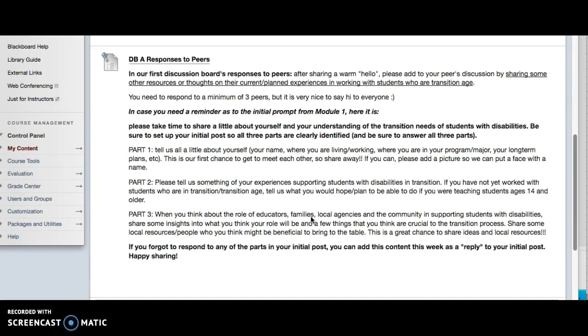In your discussion board this week, we're responding to peers from our prompt from last week, where you're sharing not only and learning about each other and where you're working, what schools you are currently with or you plan to be with if you are still an undergraduate at EKU. If you are currently working with students with disabilities who are transition age, then I'd like you to share with us more about your learning with those students. If not, then tell us what you plan or would hope to do if you were teaching students with disabilities who are transition age.